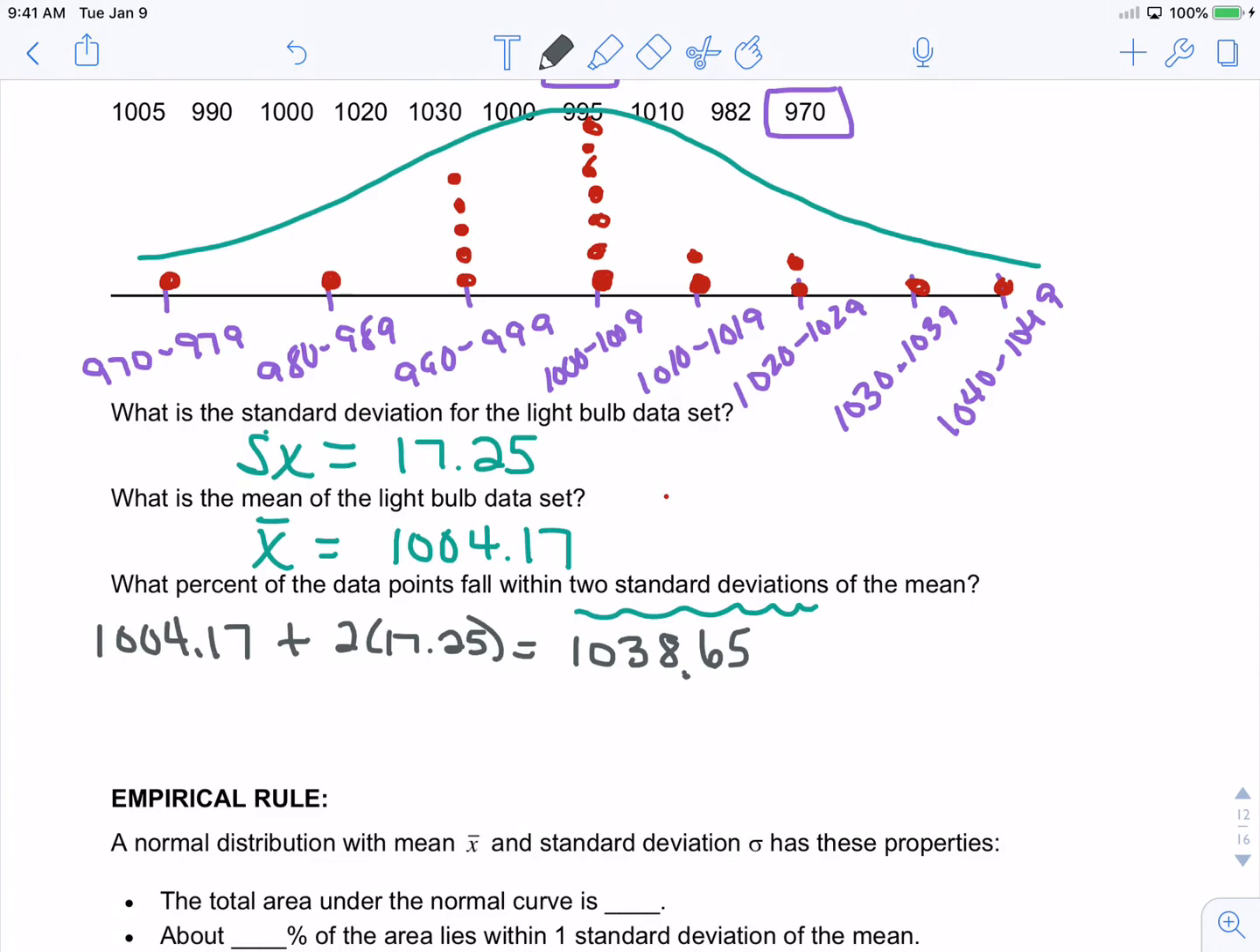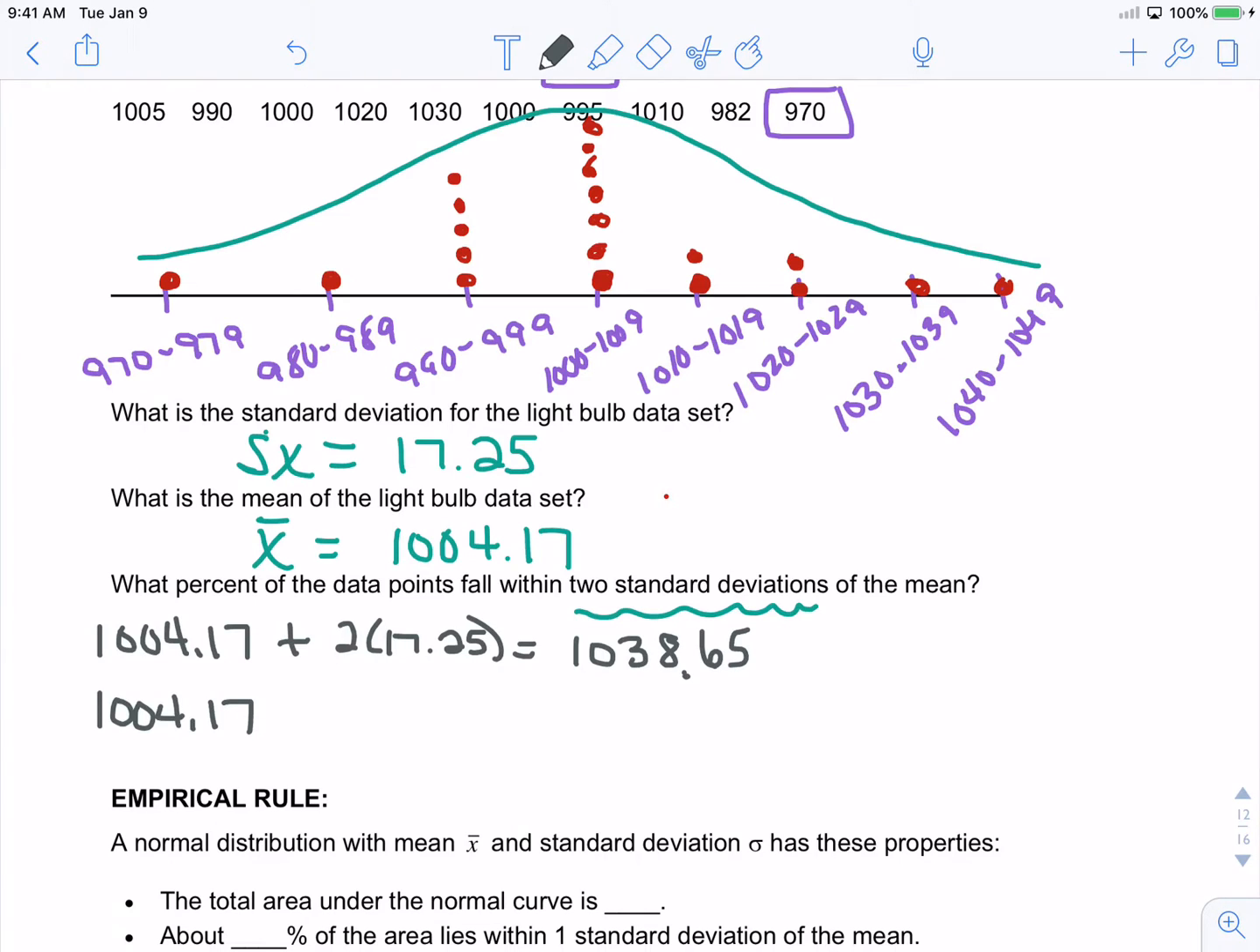So when we were doing outliers, it was a kind of similar process, but now instead of finding an outlier, we're finding the end point of where 2 standard deviations would be within our data. So that's the highest point of the 2 standard deviations. We're going to do the same thing, but we're going to find the lowest point, because if you have the mean, you're in the middle of the graph.